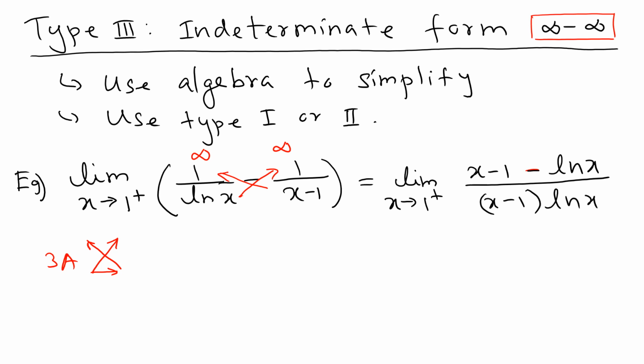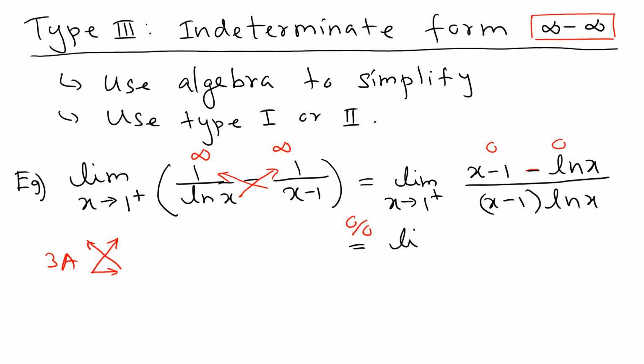And once you do that, you can see what will happen when x goes to 1 plus. This term goes to 0, and this term also goes to 0. So the top is 0, and the bottom is also 0. So it has become a 0 over 0 problem. So type 1. It's type 1. So that means we can take the derivative now. So let's take the derivative.